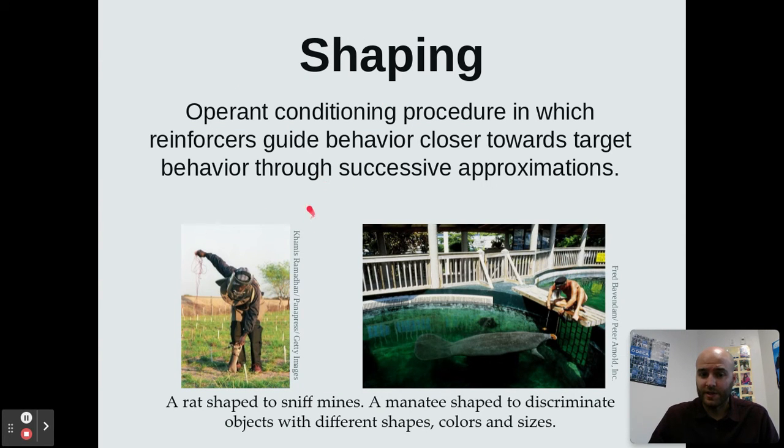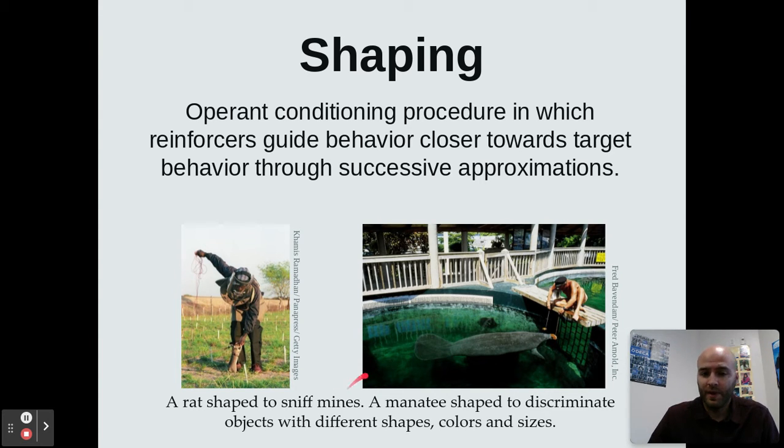In terms of shaping, it's an operant conditioning procedure in which reinforcers guide behavior closer towards target behaviors through successive approximations. Okay, so you're teaching an organism to do something through reinforcements and slowly, step by step, getting there, kind of like climbing a ladder, getting to the point you want to get to through successive attempts. For example, you have a rat down here who was shaped to sniff mines, right? That rat didn't have that natural ability. It had to be reinforced.